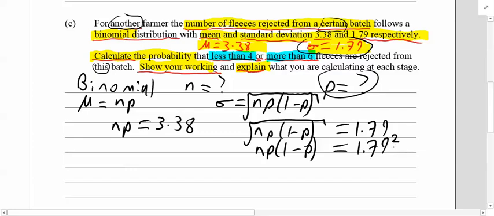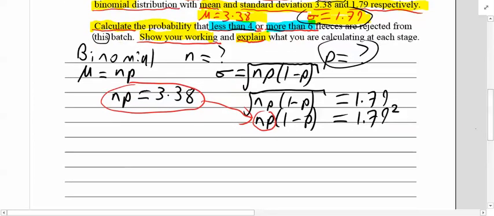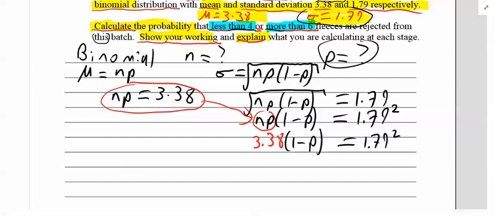I'm not going to evaluate that yet because it's going to be a messy decimal number. What I am going to do though is something else that might help me. Notice that NP is part of this formula as well, so I can actually substitute that in here. It's just like a simultaneous equation that you did back in Mat 101. So that part there is just going to be 3.38 times (1 minus P) equals 1.79 squared. Okay, so now I've got two pieces of information. What can I do with that?